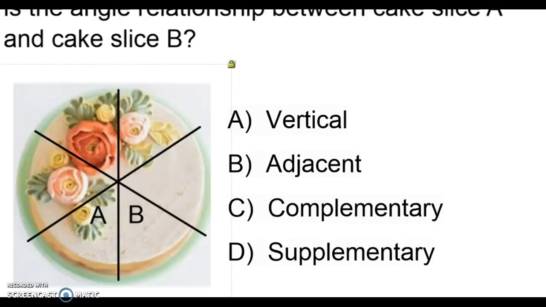All right, so we know that vertical means that they need to be across from each other. Those are definitely not across from each other. Complementary means that they need to equal 90. And then supplementary means that they would equal 180, which is a straight line. We could definitely cross off the straight line one. Now complementary, there really is not enough information on here to know if that equals 90 degrees. So we're just going to say that these are B. We would call these adjacent angles.